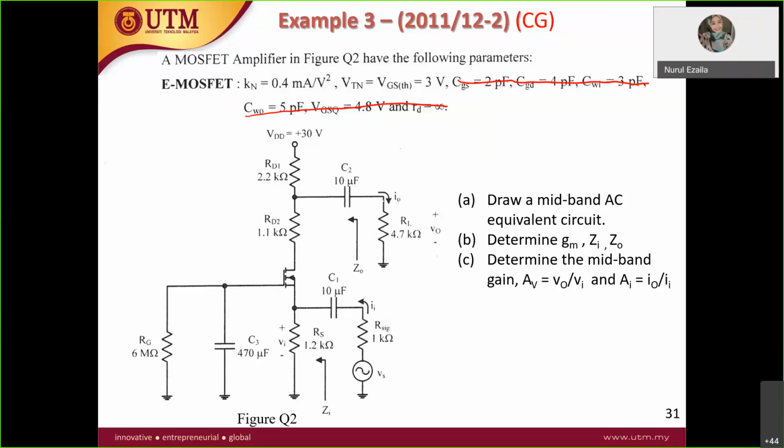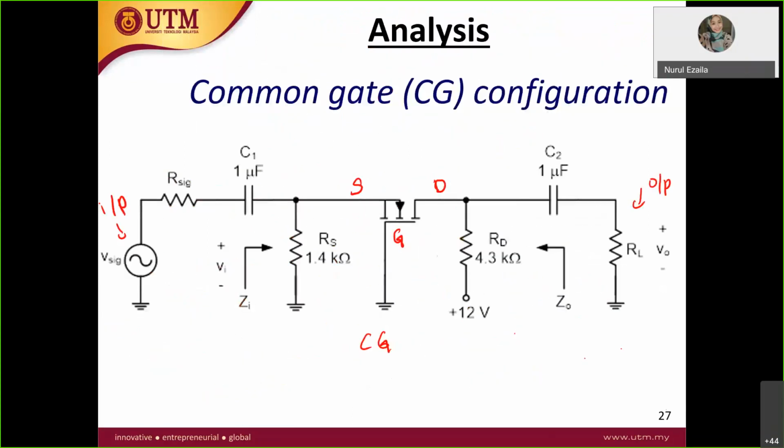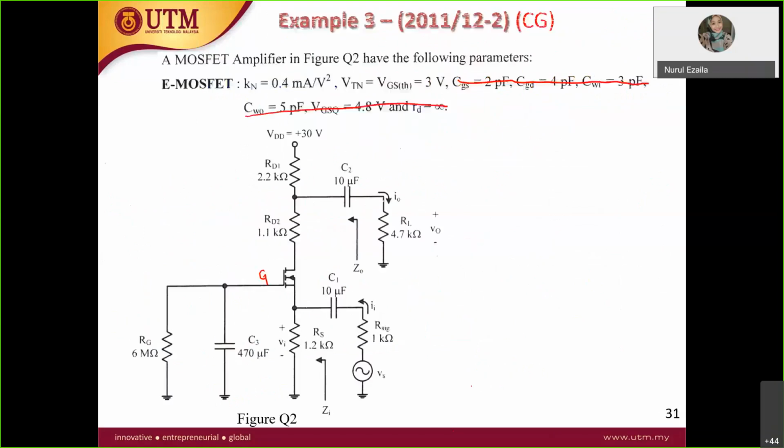In this question, at first place, we don't know this is common gate. So this is your MOSFET. You know that this is the gate. This is the real circuit. For this example, it is quite straightforward. You know the input is source, the output is drain, and gate straight to the ground. Now, this is the real circuit.